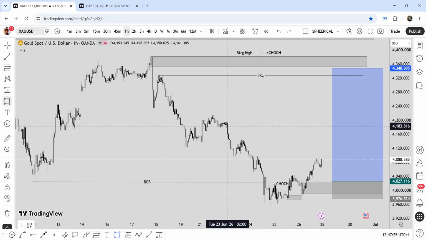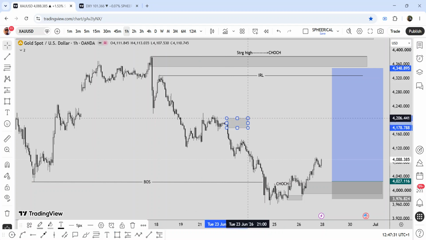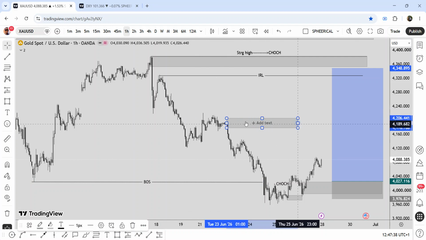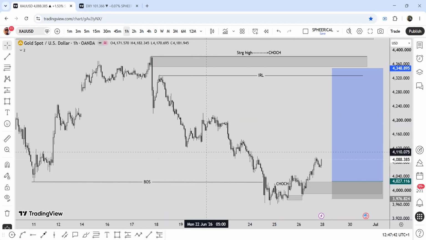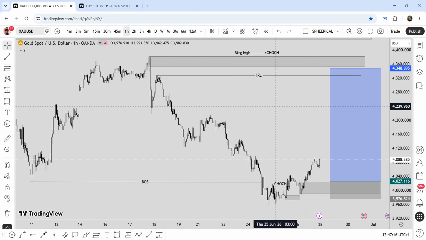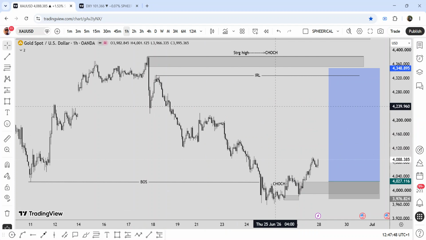I'm seeing another point that looks like an internal point of interest, but there is liquidity above it, so it's not going to hold. This thing is not going to hold. Because of the liquidity that is above it, market will just sweep everything inside here and move up to this zone. Then I think that is all.